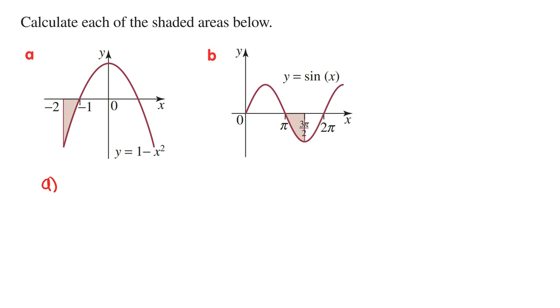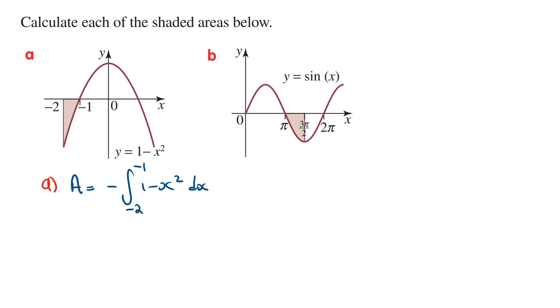Part A. We need to calculate the area of the shaded region. Notice the curve y is equal to 1 minus x squared is below the x-axis for the interval from -2 to -1. And so we can write the area is equal to the negative of the integral from -2 to -1 of 1 minus x squared dx.